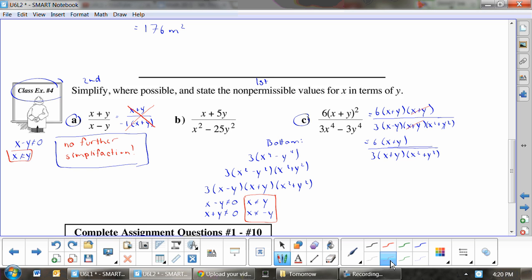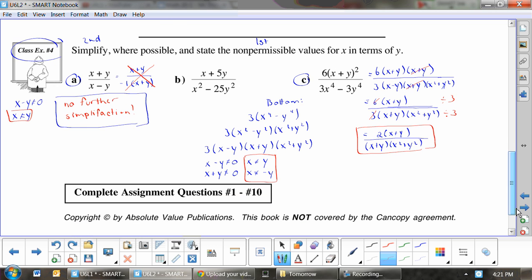Then we can divide both the top and the bottom by 3, and that'll cancel it out on the bottom. It won't cancel it out at the top, but it'll reduce it. So that gives us 2 times x plus y over x minus y, x plus y, x squared plus y squared. And it can't be simplified any further. So our final answer is 2 times x plus y all over x plus y multiplied by x squared plus y squared, with our non-permissibles: x cannot equal positive or negative y.